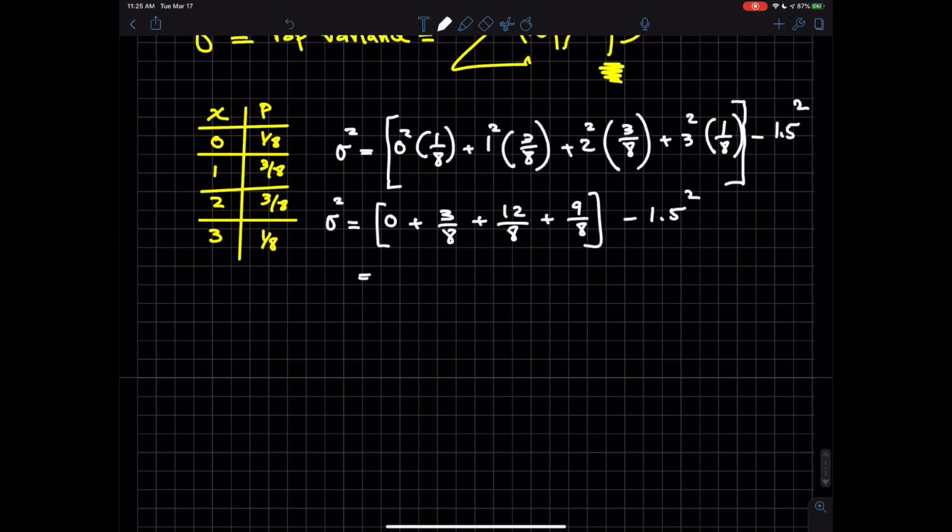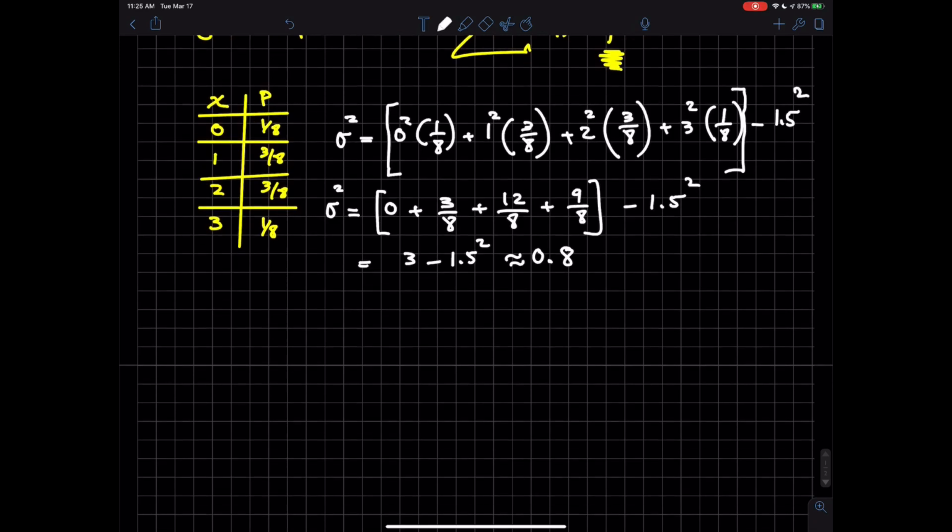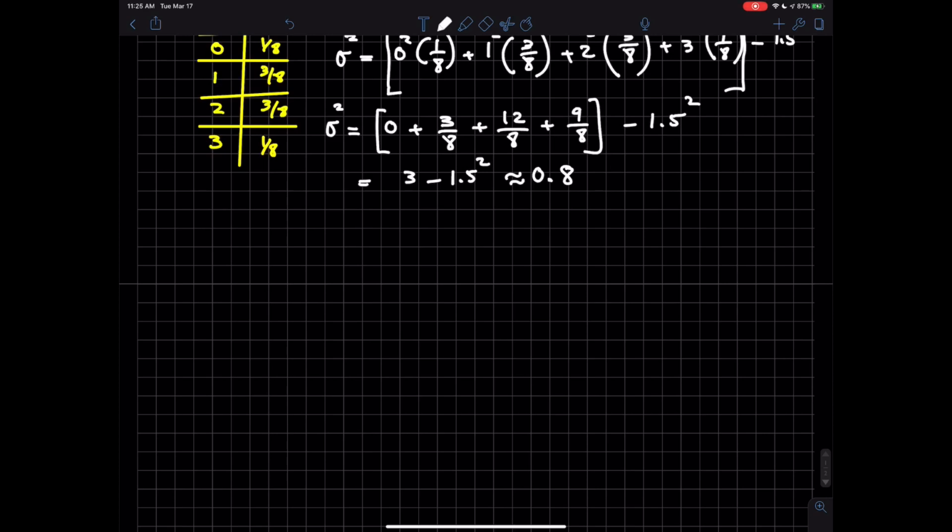Now if I add these three together, I'll get 24/8, which gives me basically 3 minus 1.5 squared. And if you do this on a calculator or on Excel, I shouldn't put an equal sign. No, I should put an almost equal sign because I'm approximating at this point. So the answer will be 0.8 if I'm only using one decimal place. And the number of decimal places you have to use will be indicated on a test, so you need not worry about that. So the variance of the experiment of having 3 children, when I'm interested in the number of girls, is 0.8. Let me put that in a box.